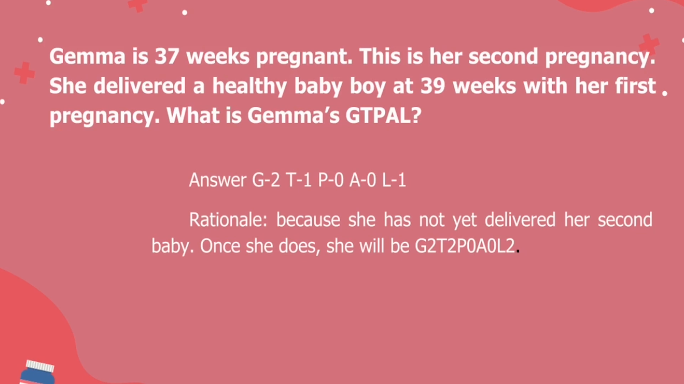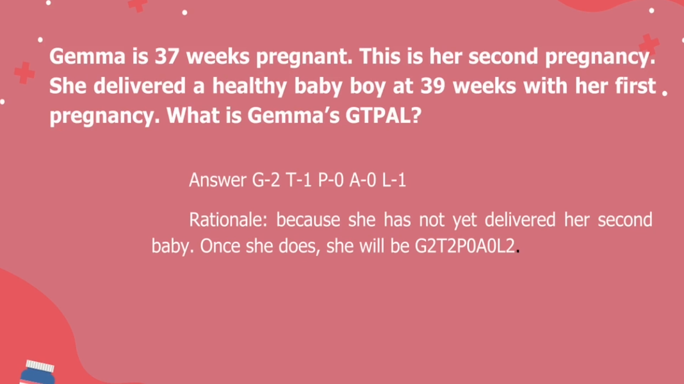And for the preterm births, it's 0 since Gemma did not deliver any baby within the range of 20 to 36 weeks. The abortion is also at 0 since she did not lose any baby during her pregnancy. And for the last one, L, living, she has 1 living child.